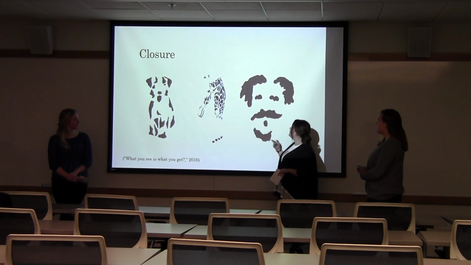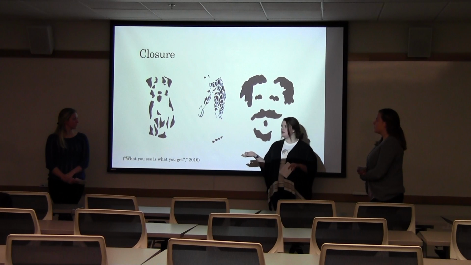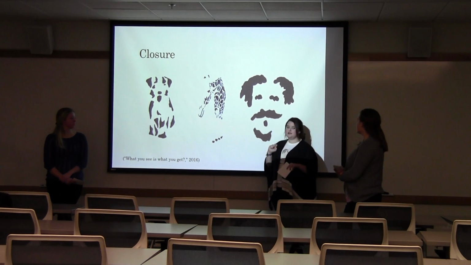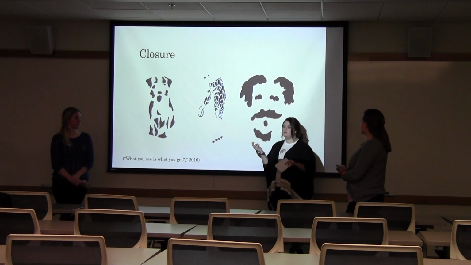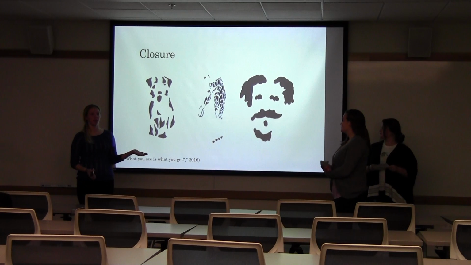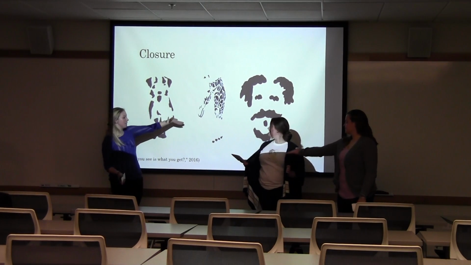Image of Edgar Allan Poe. And although all of these images aren't fully completed, we're still able to close up all of the lines in our mind and see what it is meant to be. And Allie actually is wearing a shirt that has a nice example of closure. It's the giraffe image shown here.